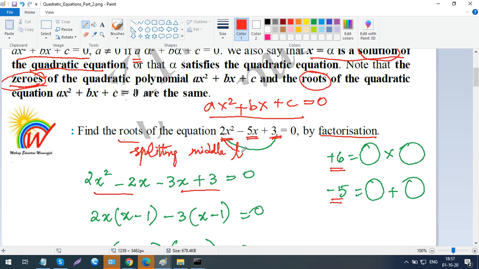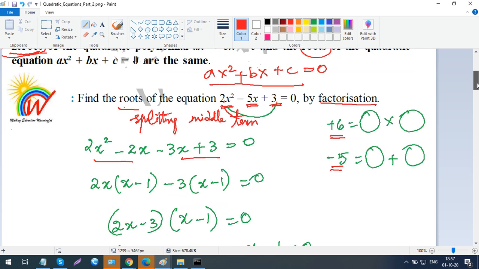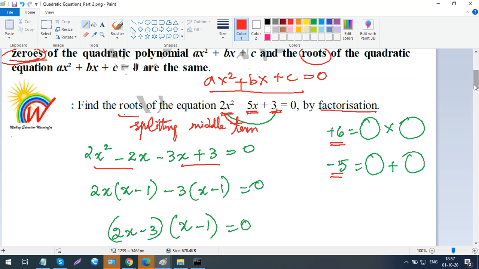Now how do I find the terms? How am I going to split the middle term? You have to find two numbers which when multiplied give you 6 and which when added give you minus 5. If I want two numbers whose product is 6, I can get 6 into 1 as 6 or 2 into 3 as 6. But these two numbers should satisfy the negative 5 condition also. If I take 6 minus 1, I am going to get 5, or if I take minus 6 plus 1, I will get minus 5. So this is giving you minus 5.